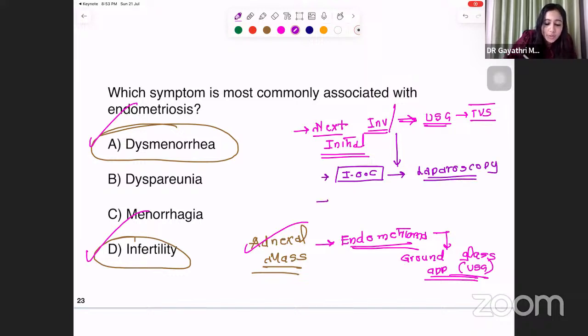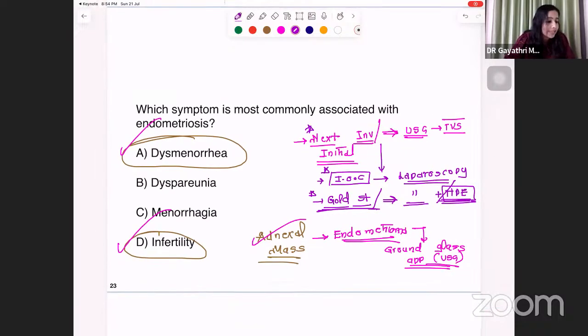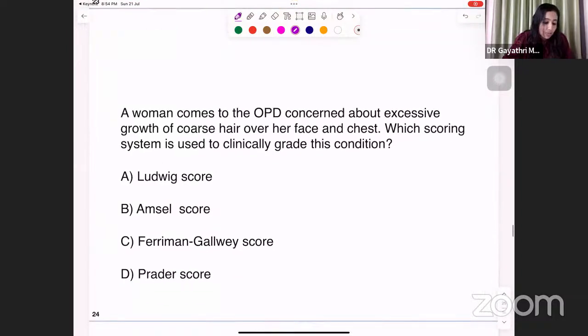But if they ask you the gold standard or the confirmatory investigation, it is laparoscopy along with histopathological examination. That means you take a biopsy and examine. So if you have to choose between laparoscopy and histopathology, your answer is going to be histopathological examination. All these points are important. What is the next investigation? What is the investigation of choice? What is the confirmatory or gold standard investigation? That is histopathological examination. Okay. On to the next question.